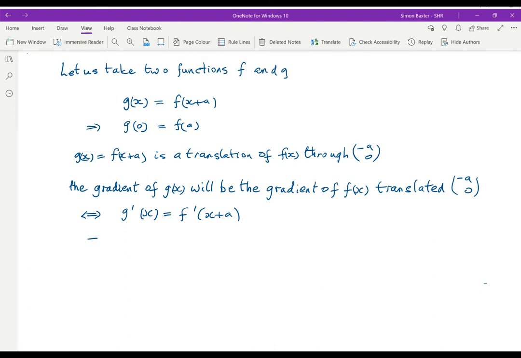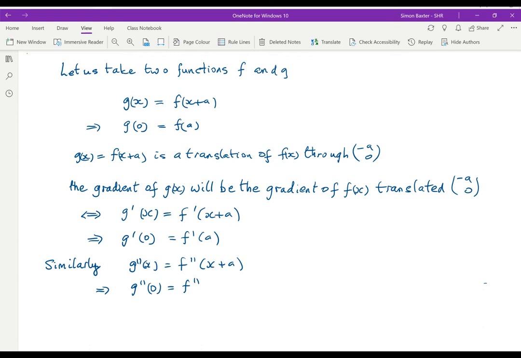Again, I want to draw attention to what happens when x is 0. g'(0) is equal to f'(a). We can go on in a similar fashion. Similarly, we can take g''(x), same sort of argument, is equal to f''(x + a), and this will give us that g''(0) is equal to f''(a), and so on.